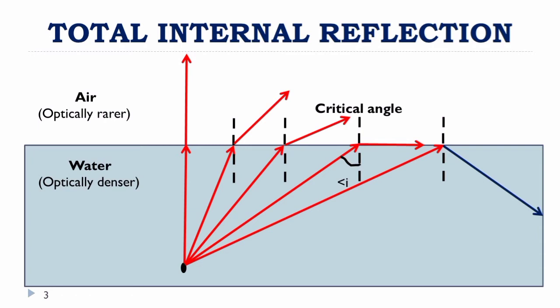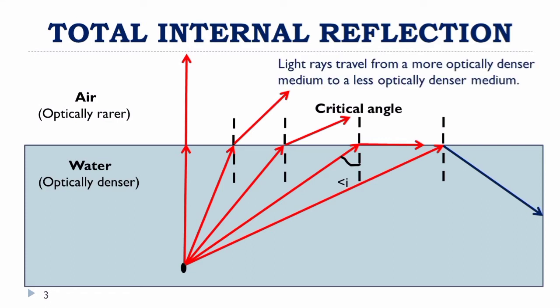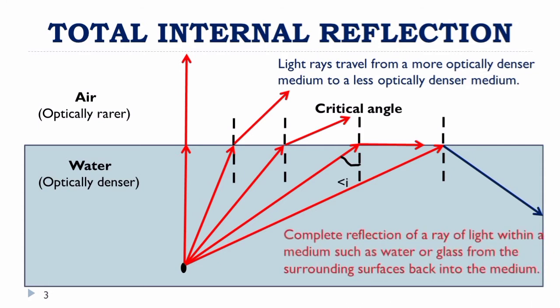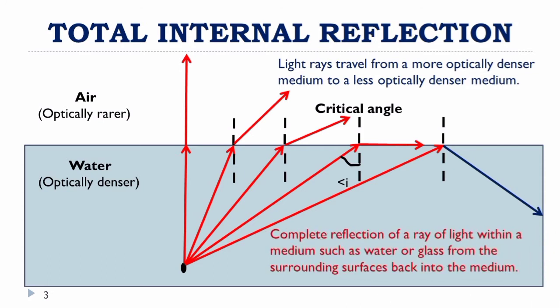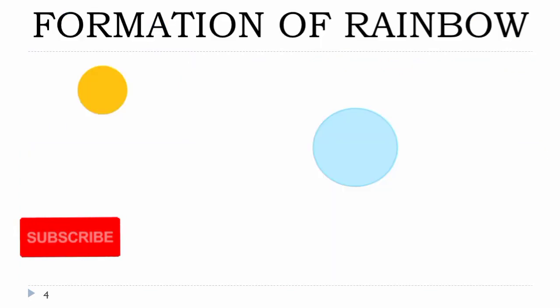So the two conditions for a ray to get totally internally reflected are: 1. The light ray should travel from a more optically denser medium to a less optically denser medium, or the light ray should travel from an optically denser medium to an optically rarer medium. The second condition is the incident ray should be incident at an angle greater than the critical angle of the optically denser medium. So I hope that you have understood what total internal reflection means.